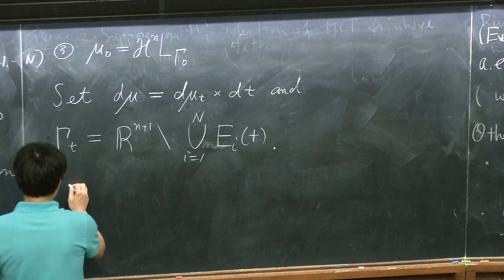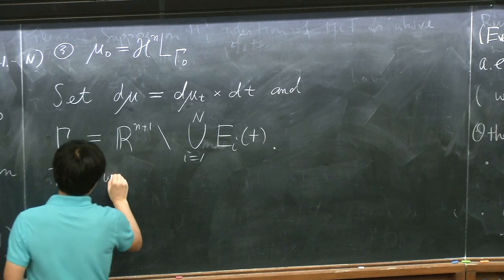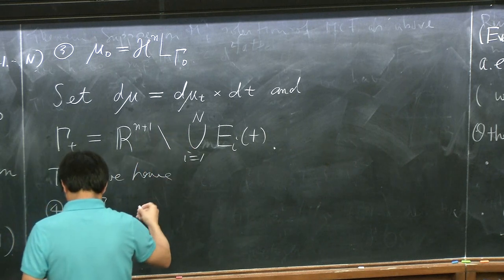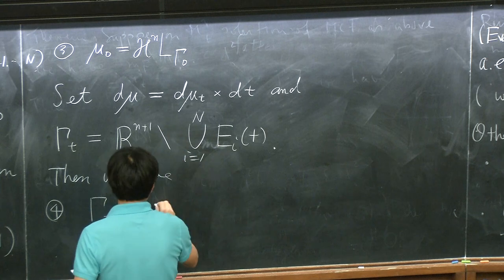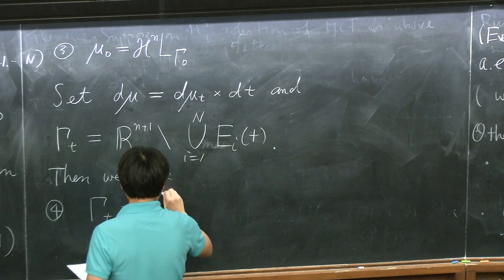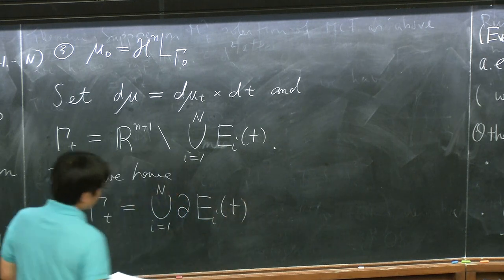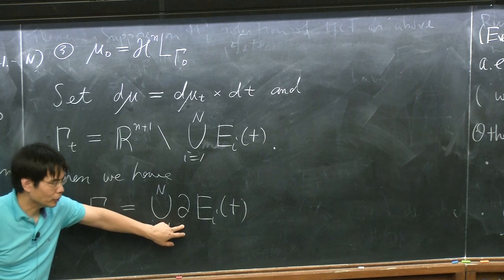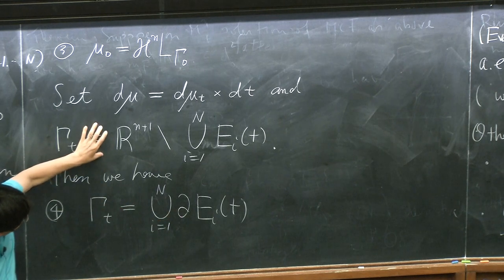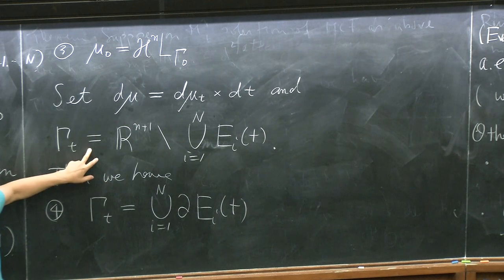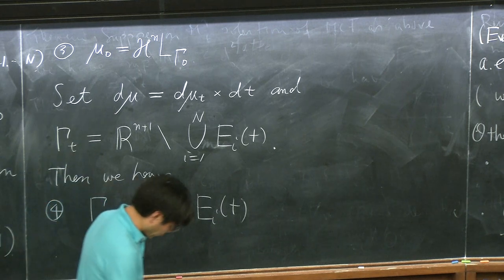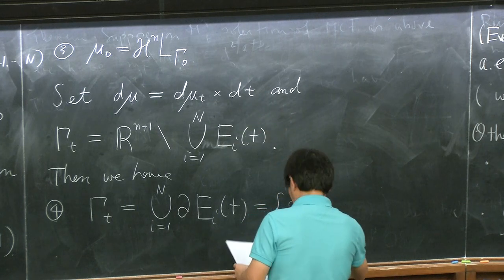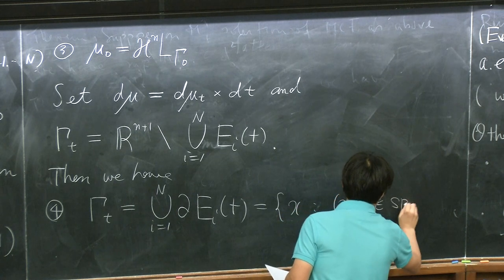And then the conclusion, number four, is that this Gamma_t, even though I define it this way, is the same thing as the boundary of the E_i(t). As I said, E_i(t) are these moving domains, and this is a topological boundary, by the way, not the reduced boundary sense. But this topological boundary is the same as this. So there's no interior developing, basically, of this set. No interior point. And this is also equal to the time slice of this mu, meaning the set of x where (x,t) is in the support of mu.